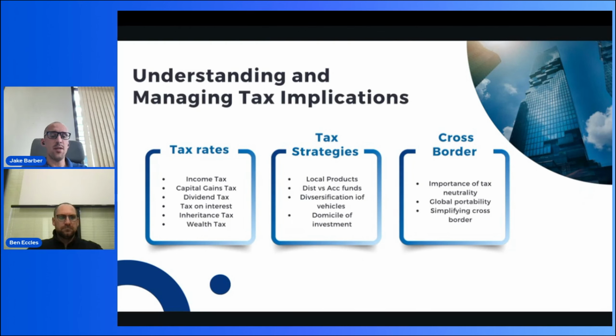The tax strategies I mentioned briefly at the beginning, finding out what the local products are. So that is definitely best done with a financial advisor. The second point is what funds or ETFs you decide to buy. So you've got two different types. You've got distribution funds, or it could be called income, and the second is accumulation.